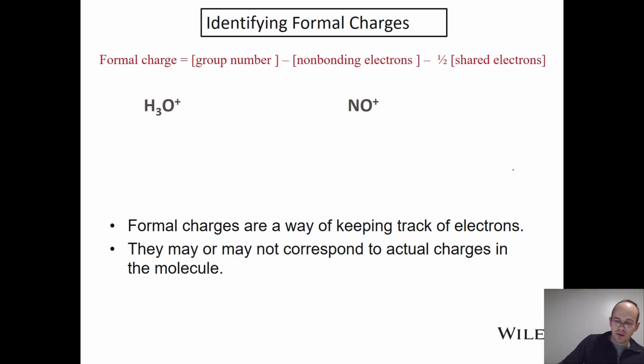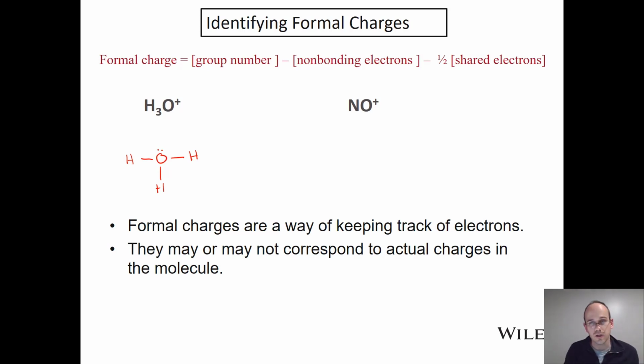So here we go. Here's a couple of examples where we can determine formal charges on different atoms. You take a look at each one of these atoms, and in order to do that, the first thing we have to do is draw out the complete Lewis structure. So in this case, hydronium, the Lewis structure looks like this.